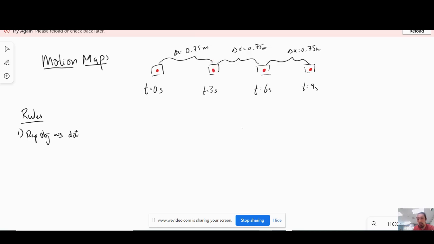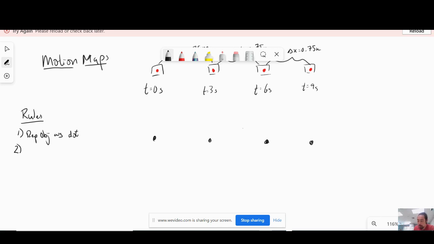Okay, so those red dots will represent where the buggy would have been if we were to have smushed the buggy into a single solid point, and it would have been right there. All right, so for our motion map, just got to try to match it up as much as possible. Those dots represent where the car would have been at a specific time interval.